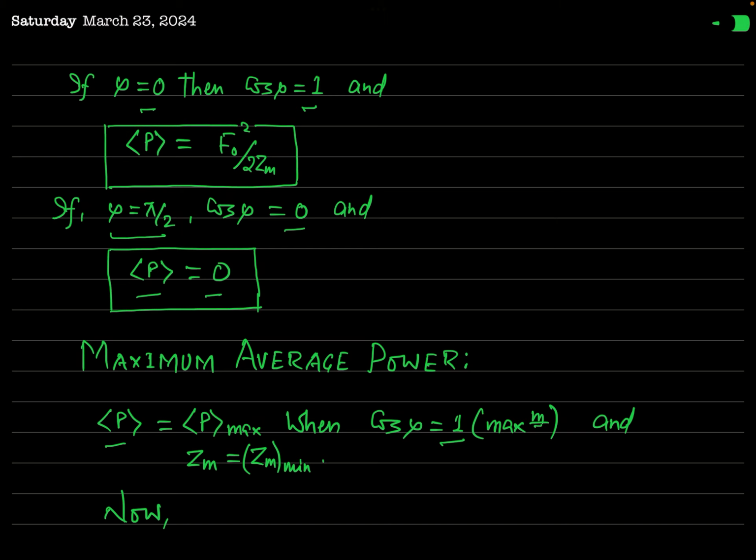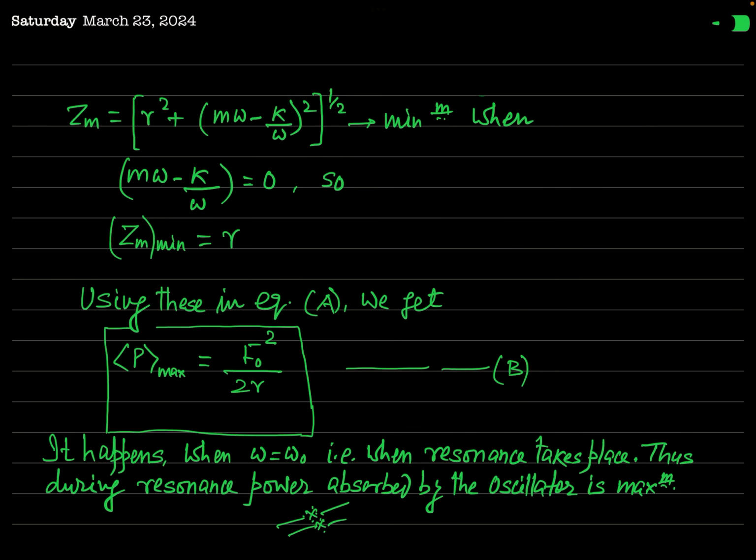Now let us try to see what will be the minimum value of this Zm. For this, let us start with the expression for Zm which we have learnt in our previous class. This Zm is given by R square plus m omega minus k by omega whole square, whole to the power half. And since this term m omega minus k by omega is a perfect square, when this term is minimum, Zm will be minimum for a given R.